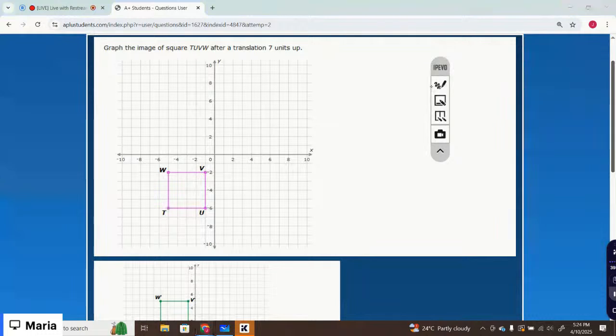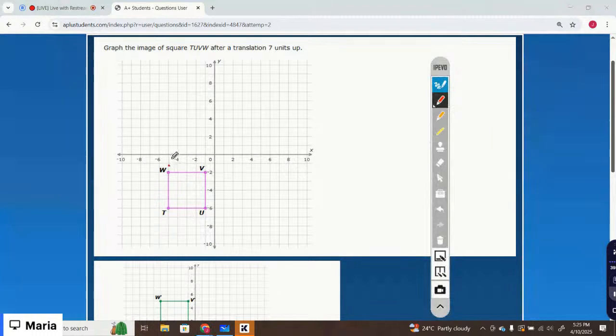1, 2, 3, 4, 5. Wait, hold on. 1, 2, 3, 4, 5, 6, 7. It will be moved from here to here, then 1, 2, 3, 4. So here is the translated image, right?